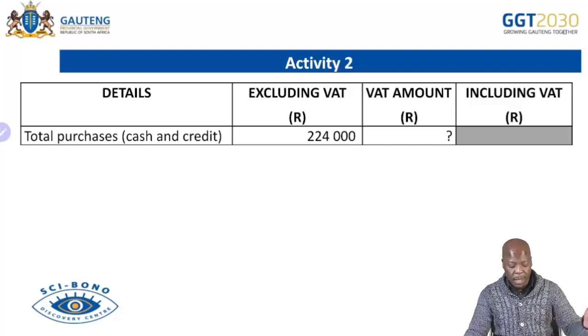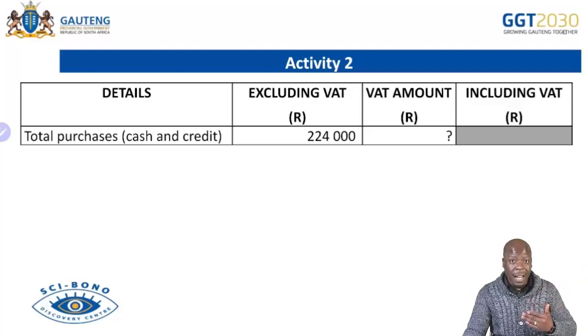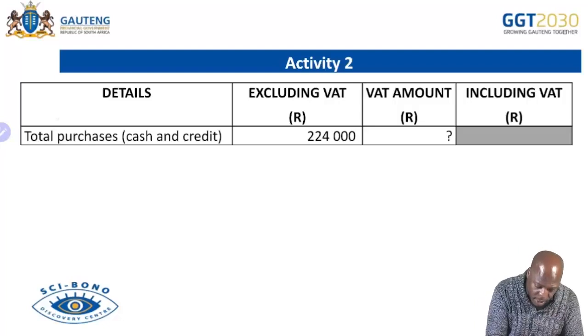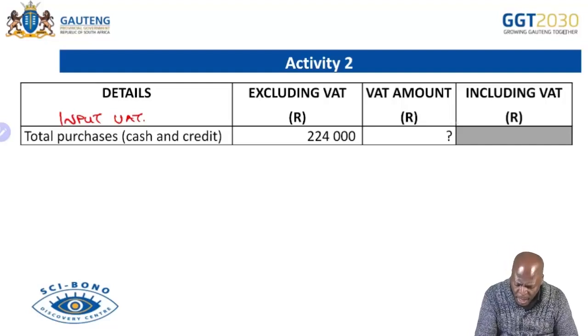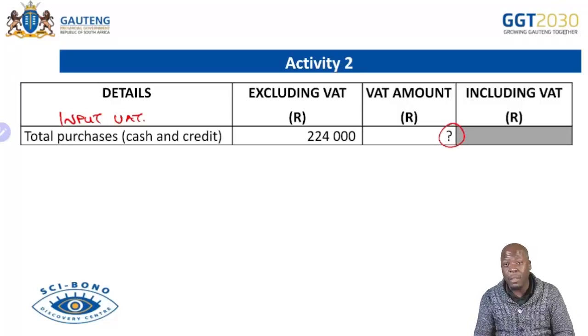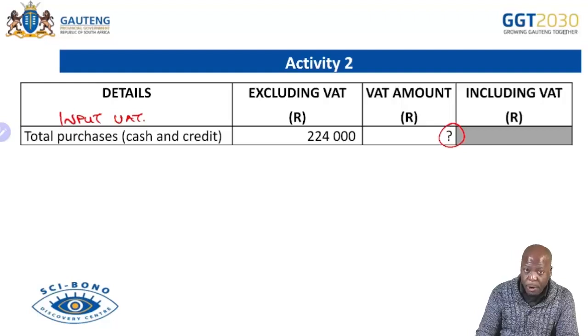Someone is telling me the goods are coming in. Purchases, goods are coming in. Once it is coming in, it becomes input VAT. So here I'm going to have my input VAT there. Goods coming in, therefore input VAT. Purchases, input. Now, I want you to calculate the VAT amount. Remember what you want and what you have. I think some of you have the answer already. Let's do it together then.